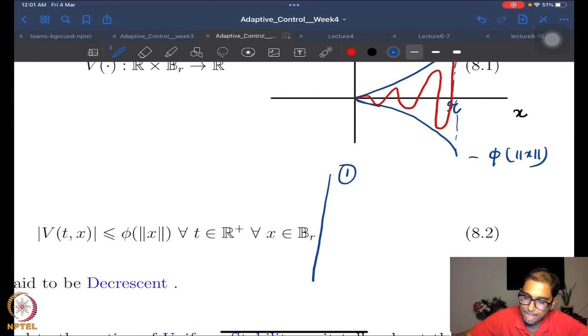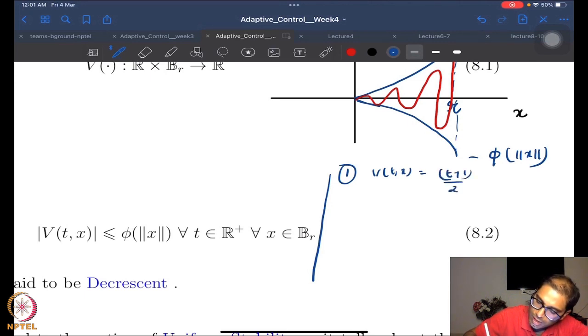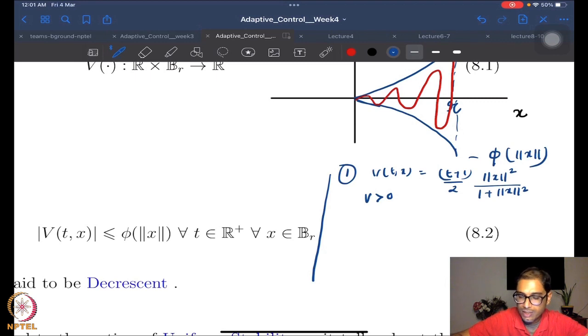Right? What is it? Suppose I take V(t, x) equal to what we took for the positive definite case. Let's try to see that. So this was (t plus 1) over 2 times norm of x squared. I mean, you can also take norm of x squared divided by 1 plus norm of x squared, so that's fine. So we know that this is positive definite. We have already discussed this a couple of times before, right? Because this is of course greater than or equal to this guy for all non-negative time. Right, so it's positive definite, but is it decrescent?